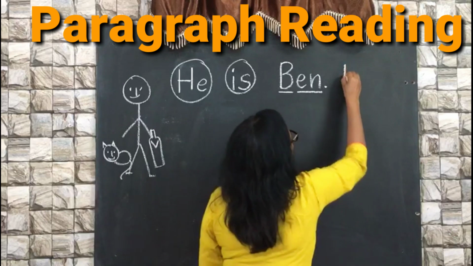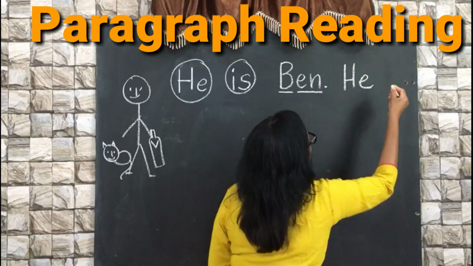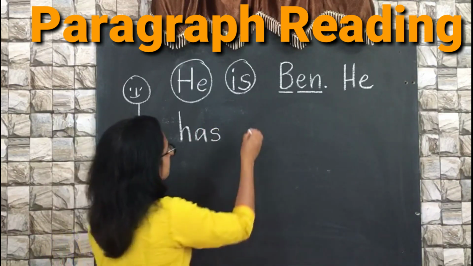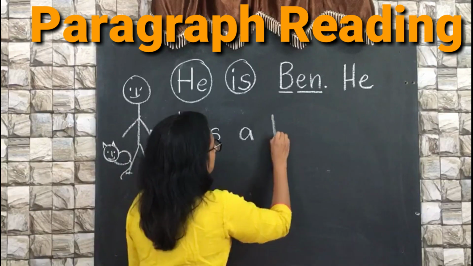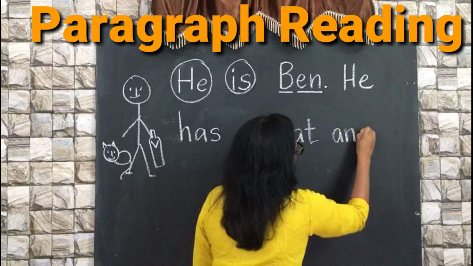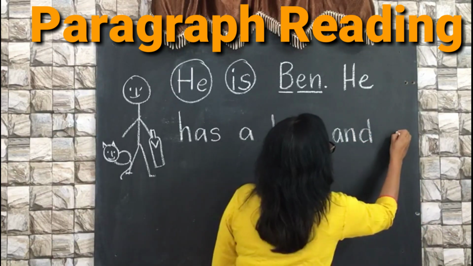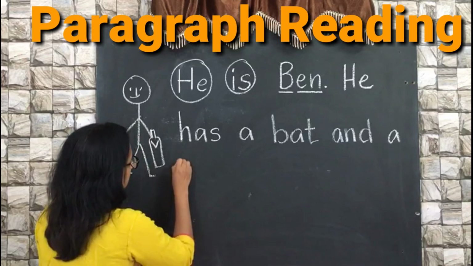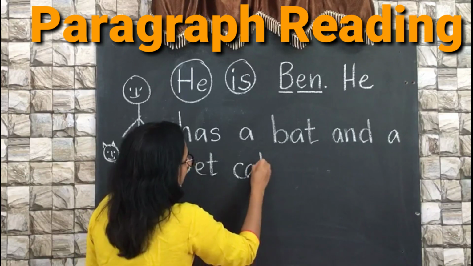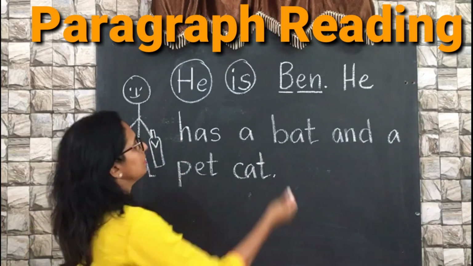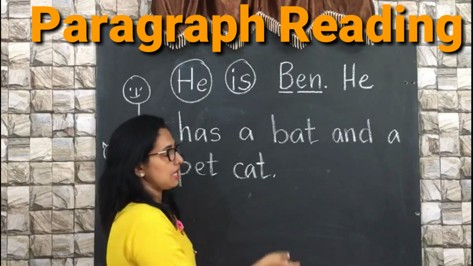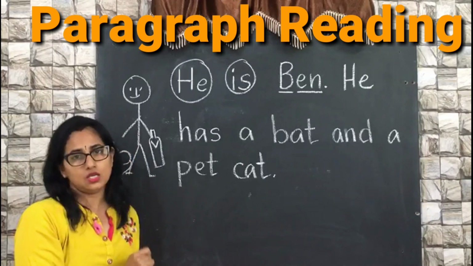Second sentence: he has a bat and a cat. Here I used sight words and also A vowel words, CVC words, and E vowel CVC words.